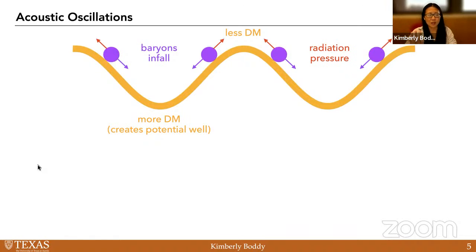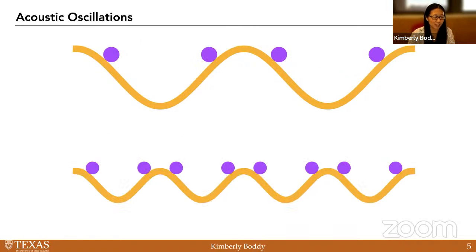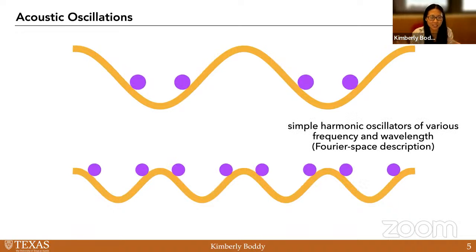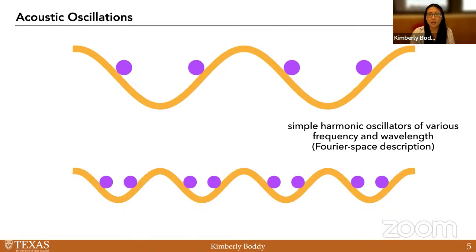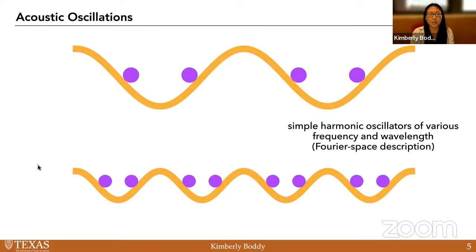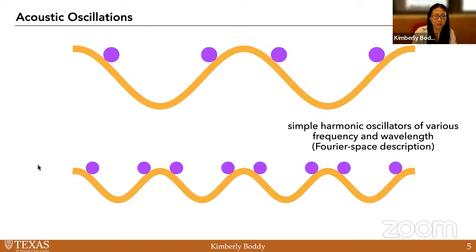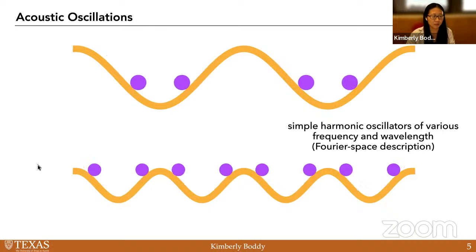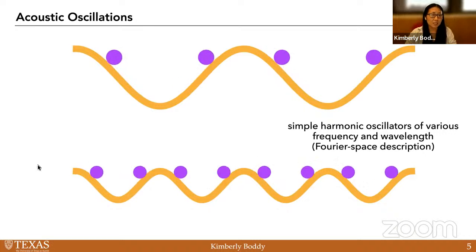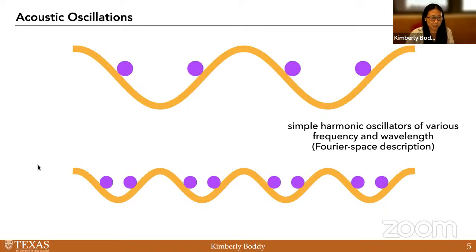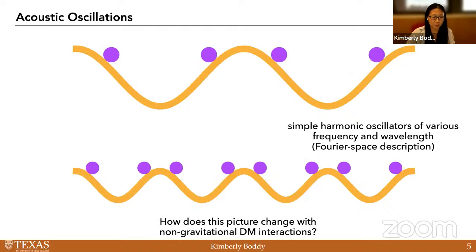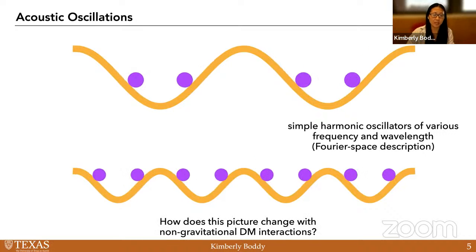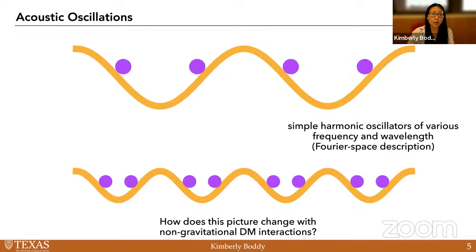You can imagine that this picture can be repeated at different scales. And the idea is that this falling in and pushing out motion is just simple harmonic oscillation. And this is just the Fourier space description of the acoustic oscillations that are happening in the early universe. So this was the standard picture of standard lambda CDM, where these dark matter potential wells just exist for gravitational purposes only. So how do we change this picture when we introduce non-gravitational interactions from dark matter?